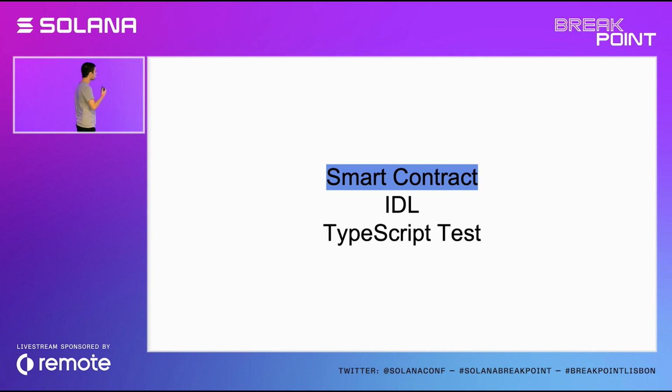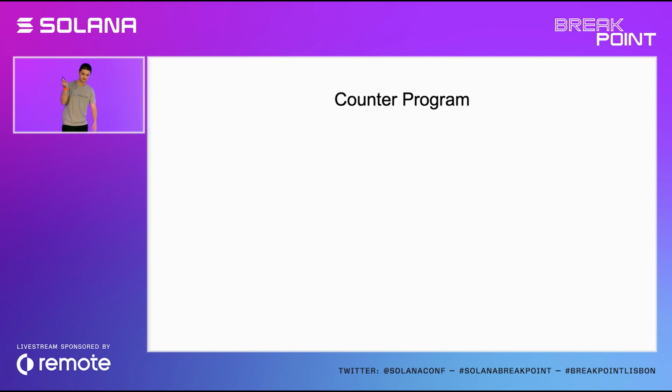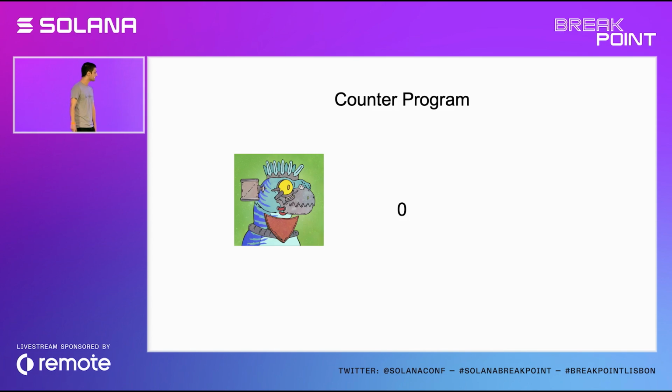So we're going to do the smart contract, but before looking at code, let's paint a picture of the program we're going to write. We're going to write the simplest program possible. It's going to be a counter program. There's going to be some data stored in an account starting at 0. And associated with this data, we'll have some wallet. And this wallet is going to be the authority of the data. It's going to be the only thing that is allowed to mutate it. So it'll be able to increment the data.